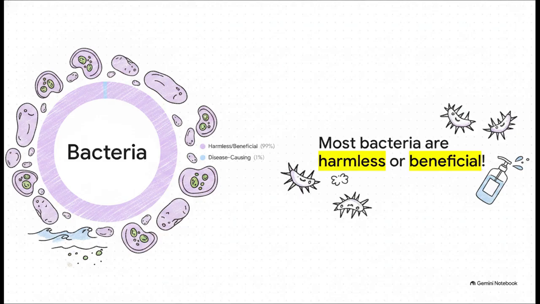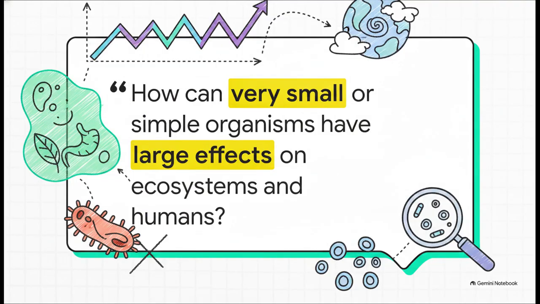We spend so much time using hand sanitizer to fight off that tiny fraction, we kind of forget about the massive amount of bacteria keeping our entire world functioning. That incredibly small slice of harmful bacteria, along with the massive beneficial ones, leads us straight to the essential question for our whole unit. You'll definitely want to write this down at the top of your notes. How can very small or simple organisms have large effects on ecosystems and humans?